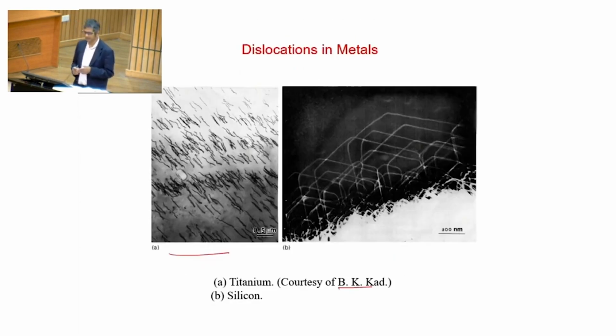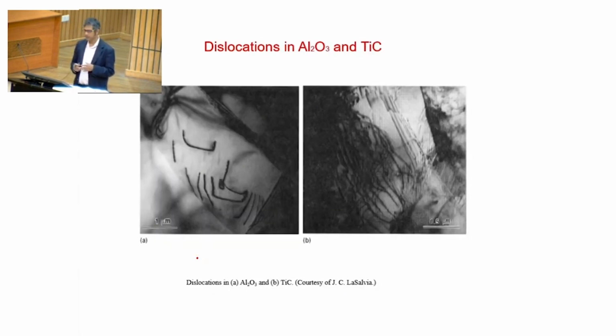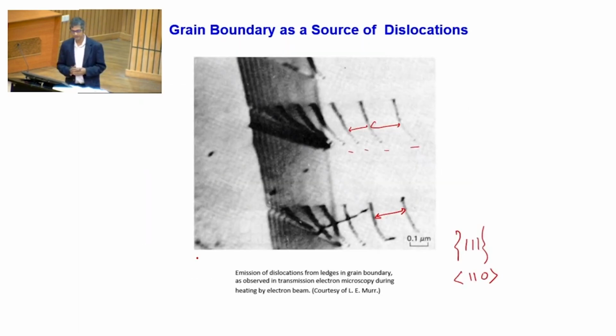Dislocations in the material look like this. On the left side this is titanium, on the right side is silicon, and dislocations look like a line sequence, or they may look like curved ones. Dislocations in ceramics, like alumina and titanium carbide, also look like lines. So, they also deform by plastic deformation. Well, dislocations are generated from sources like Frank-Read sources, or maybe from the grain boundaries, and they move. When they move, they keep a minimum distance from each other so that they do not overlap the fields associated with themselves. In FCC, the dislocation plane is 111 and the direction is 110.